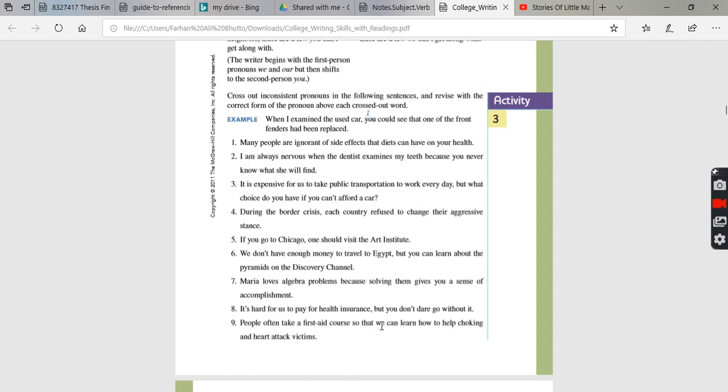People often take a first aid course so that we. Now we is a pronoun, and a pronoun is used instead of a noun. And what is the noun? The noun is people. So you cannot use we for the people. So people often take a first aid course so that they can learn how to help choking and heart attack victims.